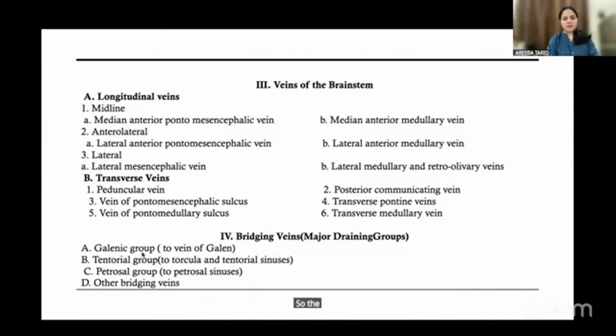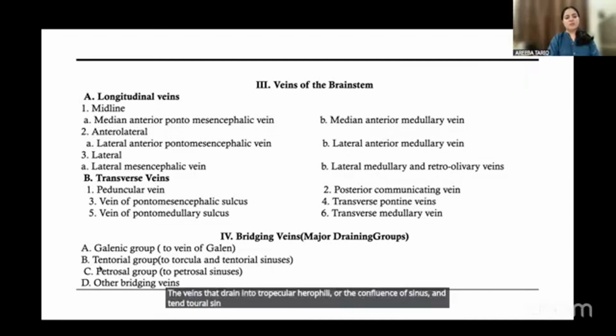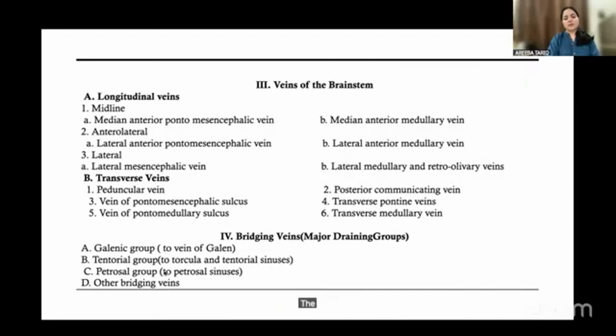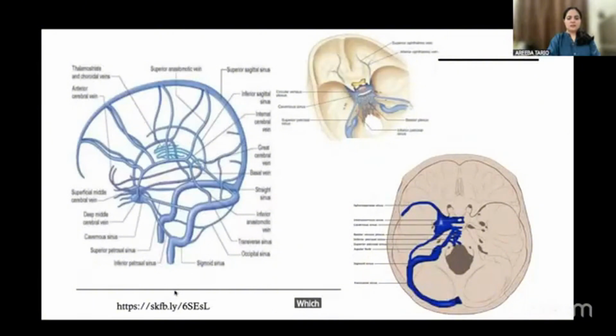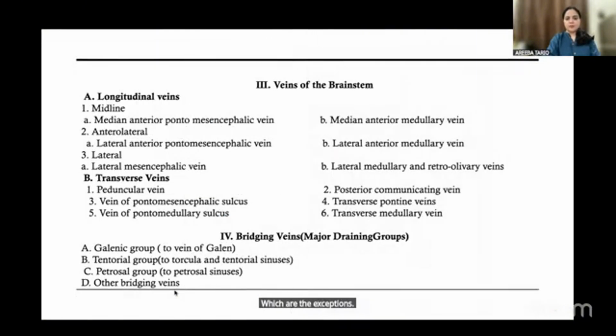So the veins that drain into the vein of Galen are known as the Galenic group. The veins that drain into the torcula herophili, or the confluence of sinuses, and tentorial sinuses are known as the tentorial group. The veins that drain into the petrosal sinuses, superior and inferior, are known as the petrosal group, and there are some other bridging veins which are the exceptions. So easy to understand by now.